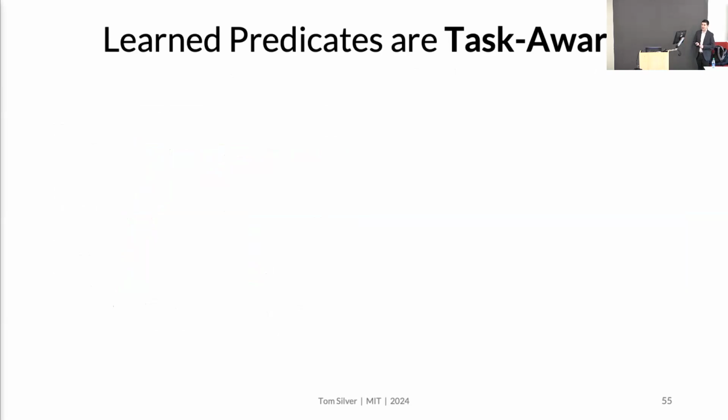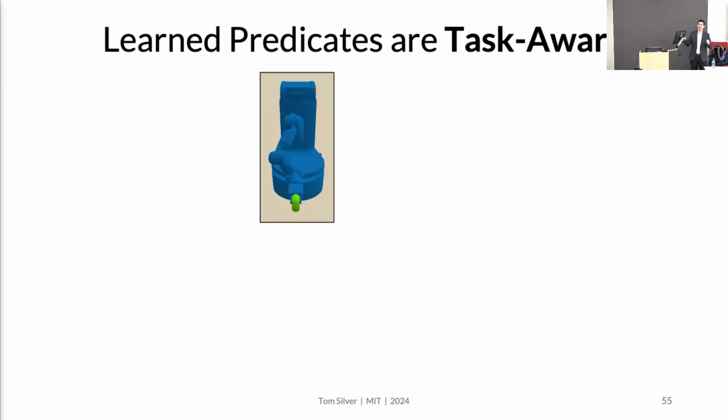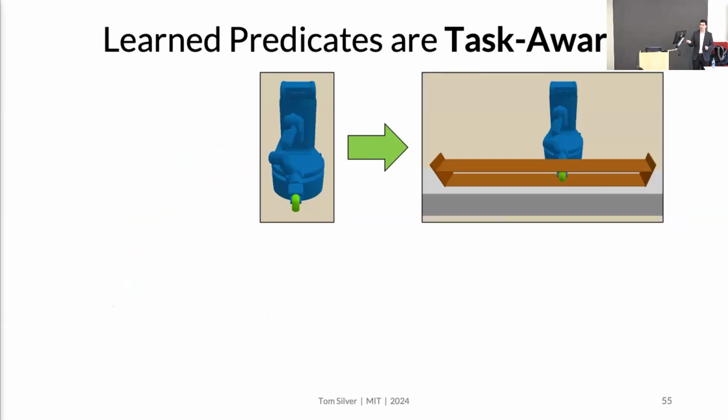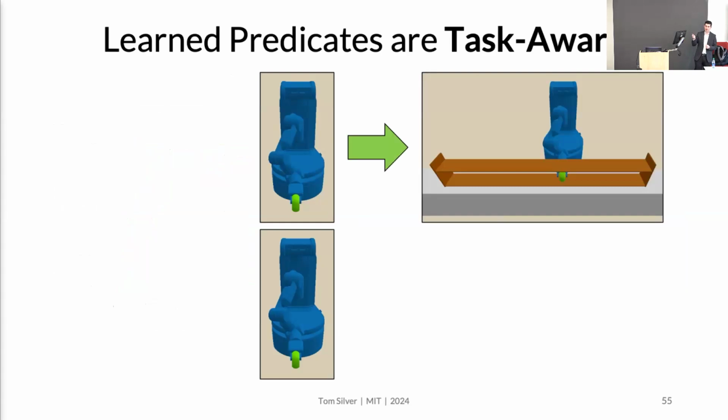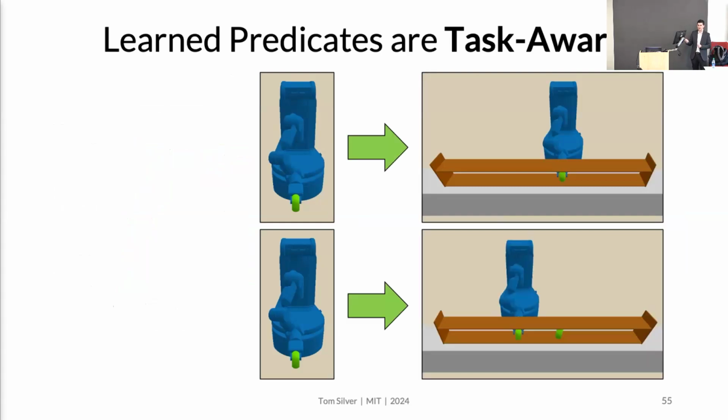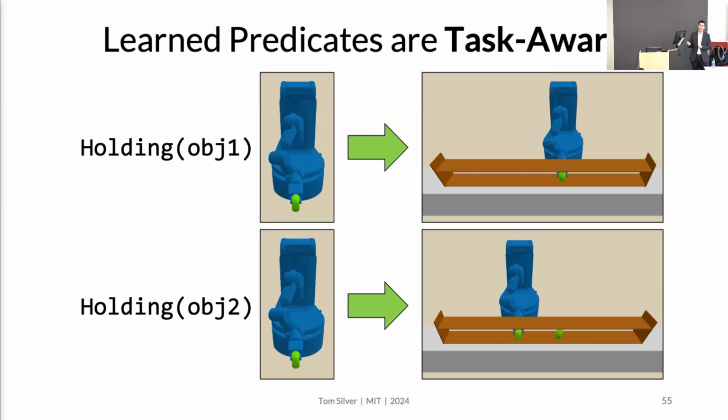Another cool thing is that the predicates that we learn with this procedure are task aware. So what I mean by that is, suppose that we just have a task distribution where what the robot needs to do inside of the task is pick up these cylinders and put them into the shelf. So if we just have tasks that look like this, then one of the predicates that we end up learning basically refers to whether the object is held or not, so a predicate called holding.